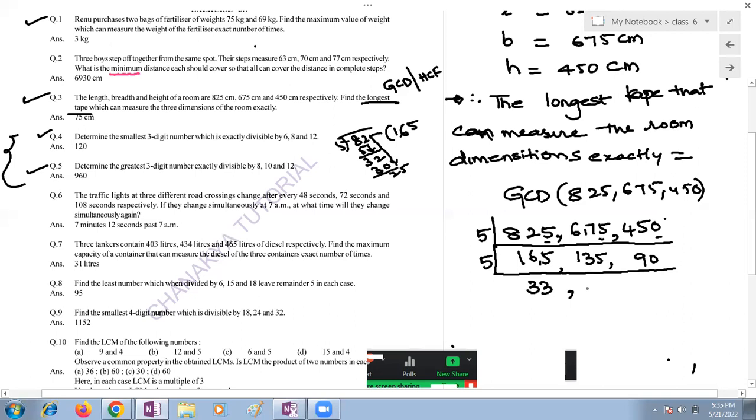5 2s are 10. 5 7s are 35. 5 1s are 5. 5 8s are 40. And 5 18s are 90.